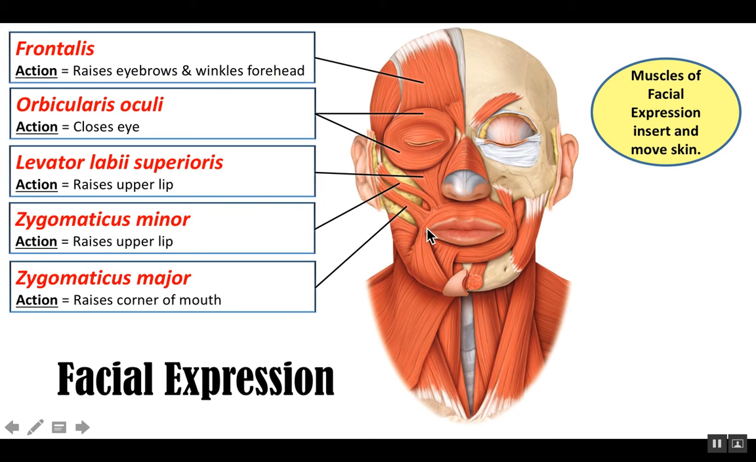So sometimes size will tell you which is which. Like again, minor versus major. The minor is smaller than the major. Not much though. The better way to differentiate these 2 is look at their insertions. One of them inserts at the upper lip, the other inserts at the corner of the mouth.